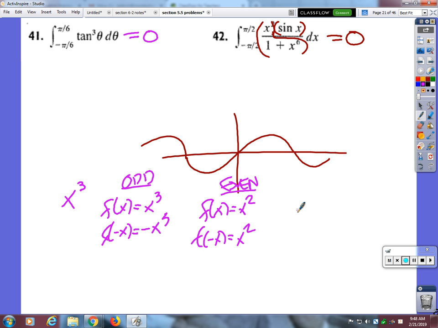So like if I plug pi over 6 into tangent cubed, and if I plug negative pi over 6 into tangent cubed, I get the same answer, but they're opposite, so they cancel each other out.